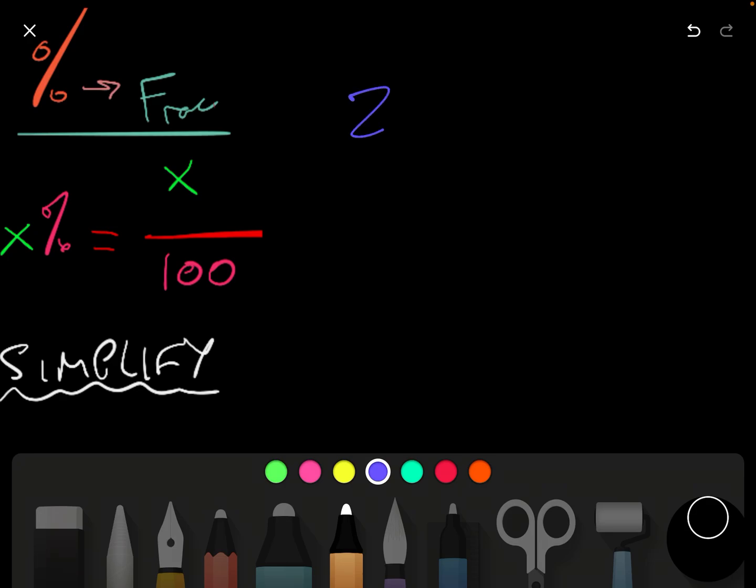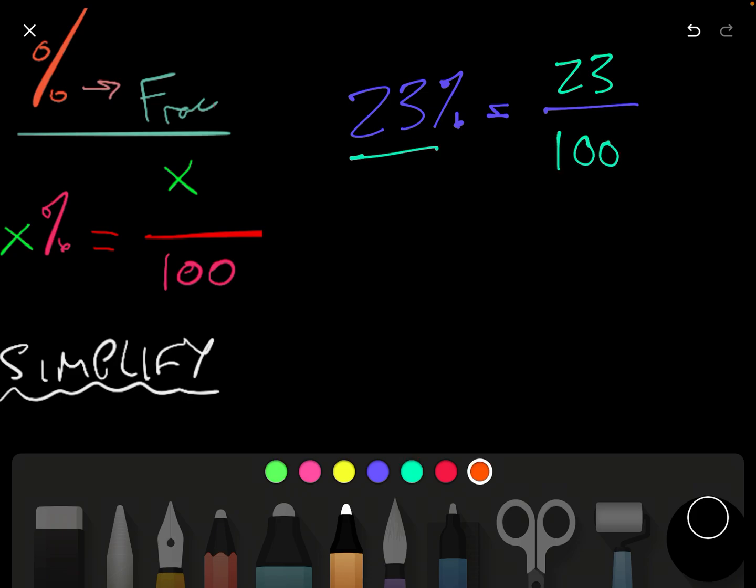If you said 23% as a fraction, you know, on top we got that 23. Whatever's out in front goes on top, and you know your denominator is going to be 100. Now, can I reduce that? You look for common factors between 23 and 100. There are no other common factors besides 1. So since it's in simplest terms, you're good to go. That's it. That's all it takes.